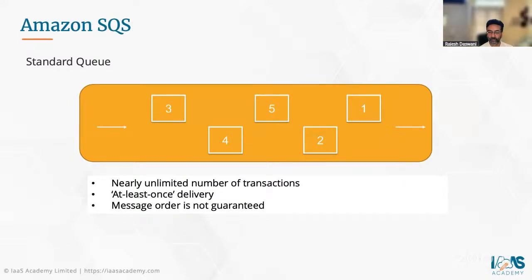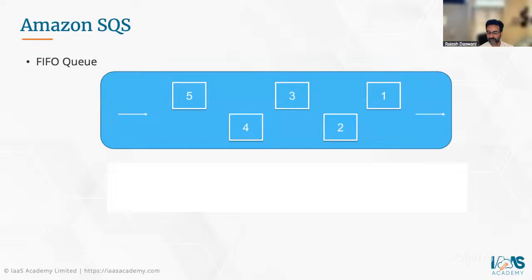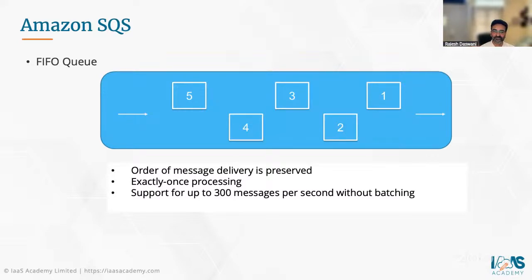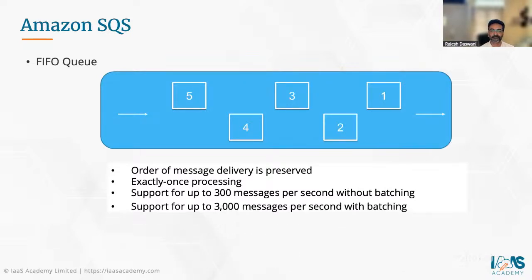FIFO queues stands for first in, first out. And so this is where the order of the messages is preserved. It gives you exactly once processing, and it can support up to 300 messages per second without batching, or 3,000 with batching, because you can have up to 10 messages in a batch at a time. So that's just something to be aware of when it comes to SQS. You've got two different types of queues, standard and FIFO queues.